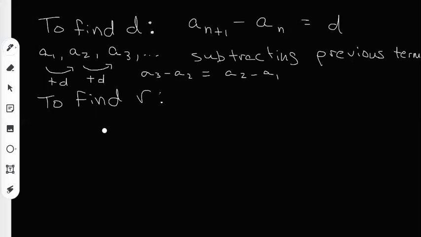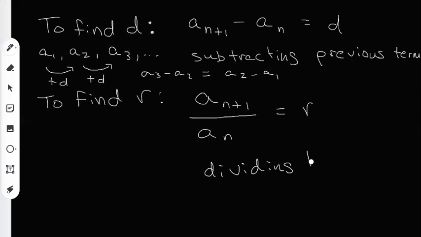Okay? Now to find r, what you're going to have to do there is divide. So I'm going to take the a(n+1) term and divide it by the a(n) term. And that's going to give me r, my common ratio. Because we're multiplying by something each time, right? So I have to take one of the terms and divide it by the previous term. So what we're doing is we're dividing by whatever the previous term was.